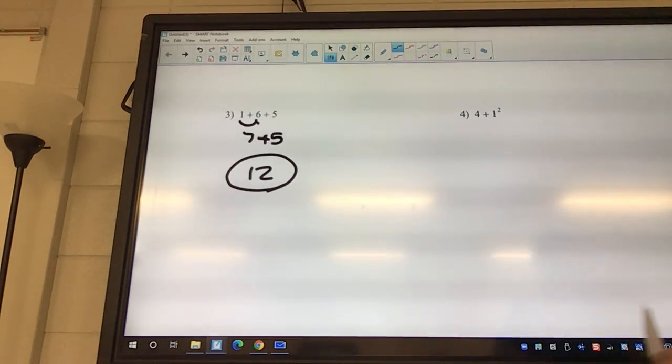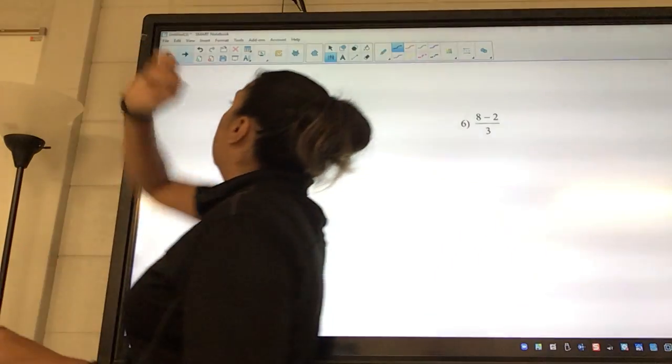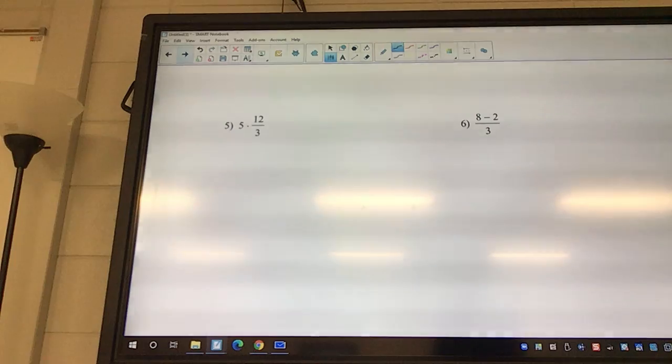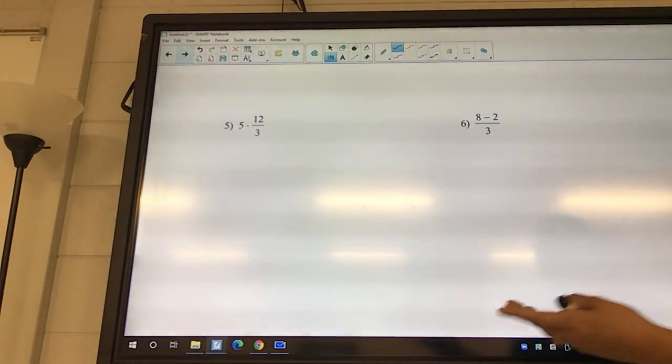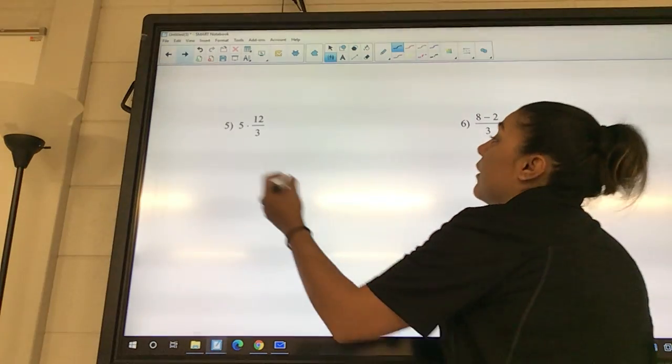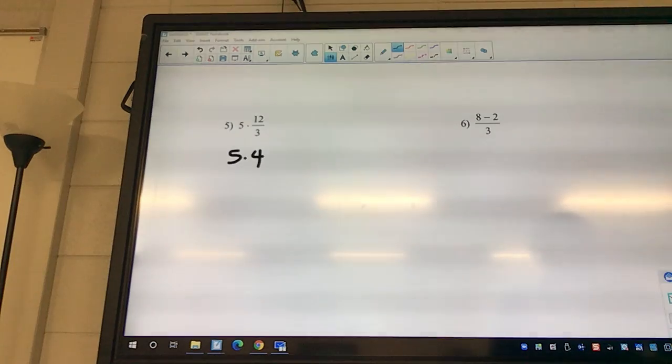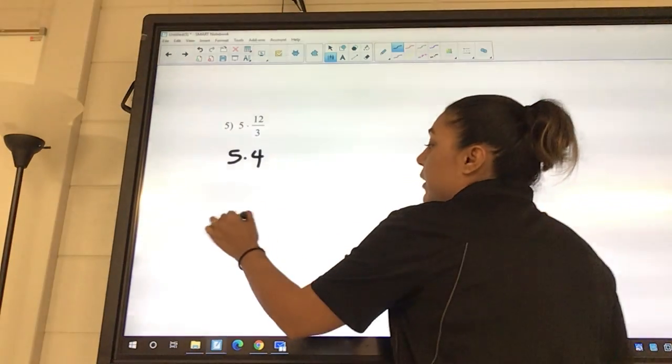Okay, look at 5. 5 says 5 times 12 over 3. What should we do first? The divide. 12 divided by 3 is what? 4. So it's really going to be 5 times 4, which is 20.